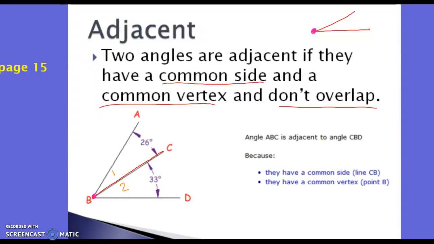All right, finally, we've got two last types of angles. Let's talk about adjacent angles. Adjacent angles are two angles that have a common side, a common vertex, and they don't overlap. Remember, the point where the two sides come together is called the vertex. So this is an example right here of adjacent angles. They have a common side, side BC. They have a common vertex, that's point B, and they're not overlapping each other. Remember, adjacent means next to. So adjacent angles are right next to each other.